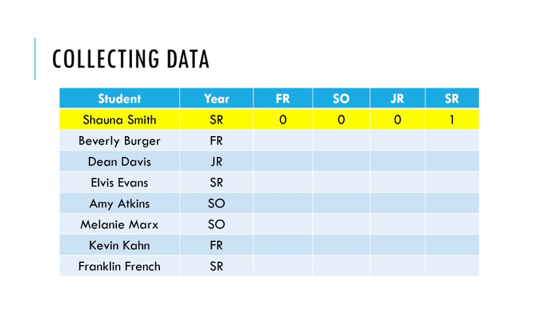So Shauna Smith is a senior. So for freshman, she's not a freshman. It gets a 0. She's not a sophomore. It gets a 0. She's not a junior. It gets a 0. She is a senior. I put a 1.